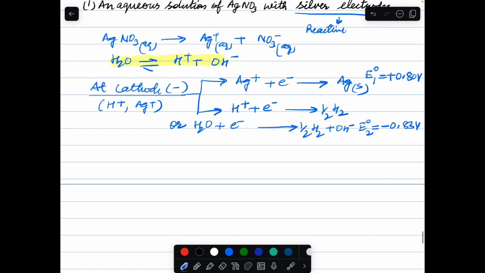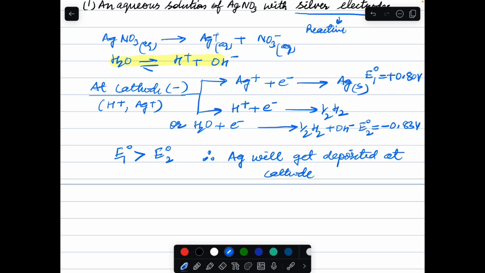Okay, now we will compare these values. That is your E1 naught, that is for the reduction of silver, is much greater than the E naught 2, that is reduction of water, because standard electrode potential is reduction potential. So silver has a higher tendency to get reduced. Therefore, silver will be deposited at cathode. This is for the first part, that is silver will be deposited at cathode.